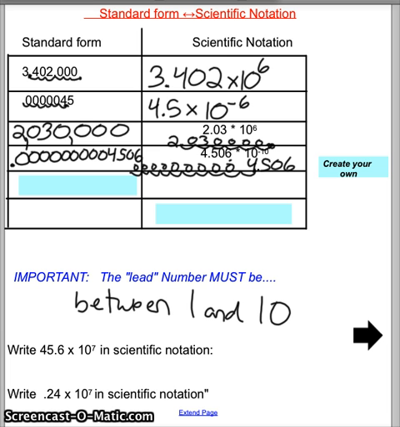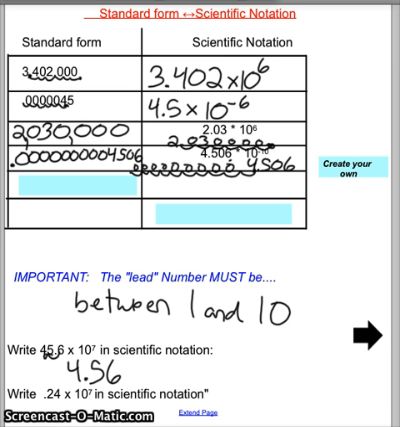Now, there's another little catch. Notice the next example. 45.6 times 10 to the 7. It wants us to write that in scientific notation. Now, I want you to notice that is not a scientific notation yet, okay? That first number, 45.6, is not between 1 and 10. To get it between 1 and 10, we actually need to move our decimal over again, okay? That number between 1 and 10 would be 4.56. We have to move our decimal over, okay?